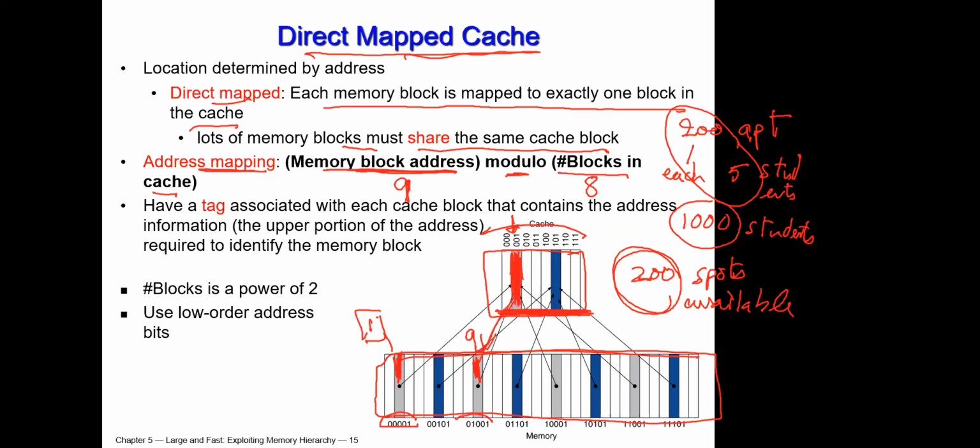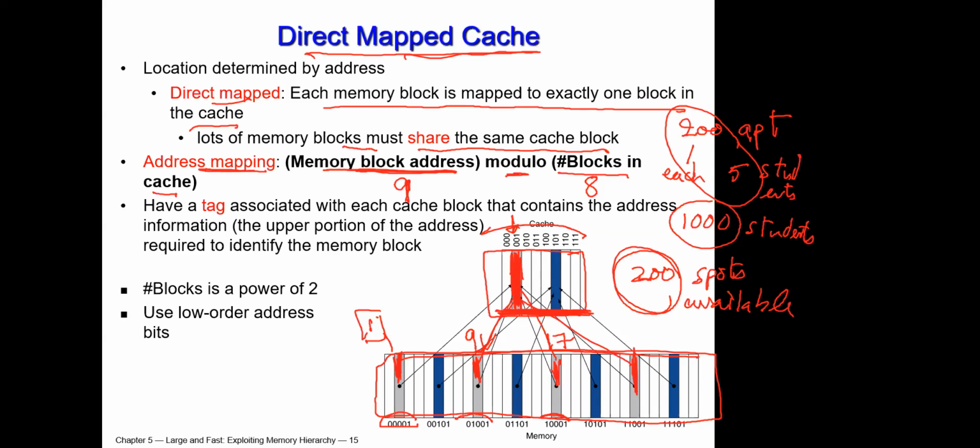How about that guy? 10001. What is that number? 17 modulo 8. Again 1. So that guy will park in the same spot. If you do this, you will find that this one also needs to park in slot number 1.